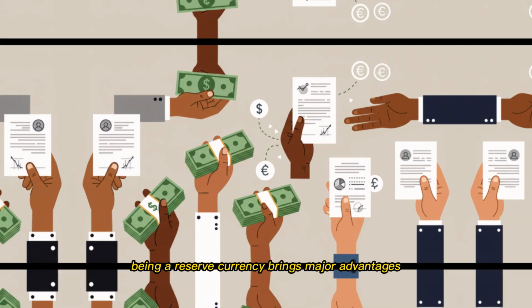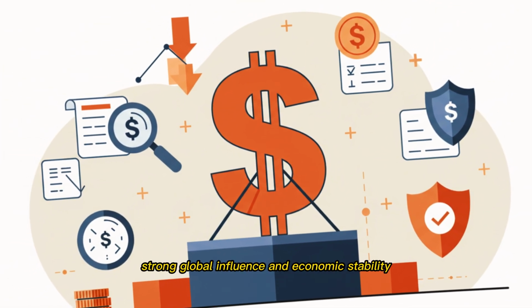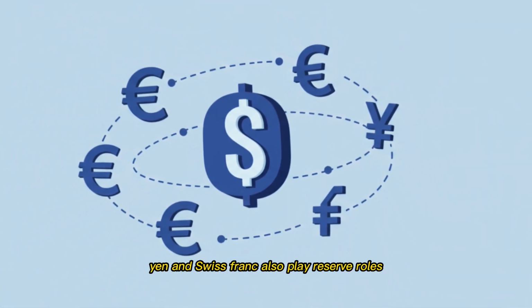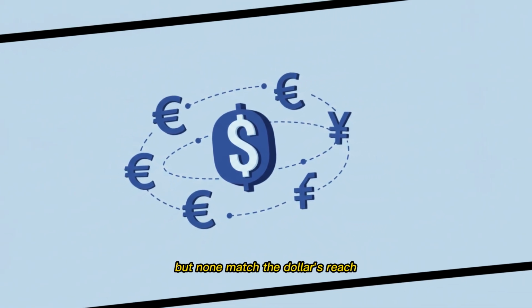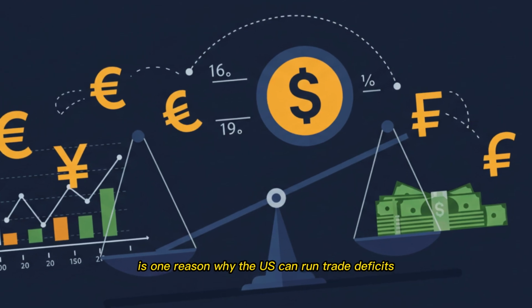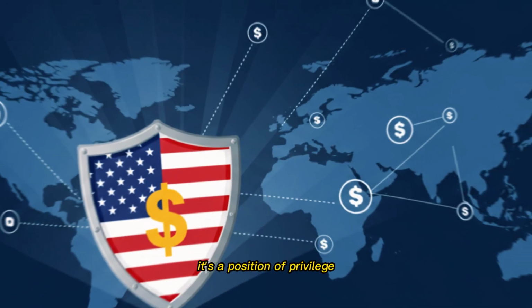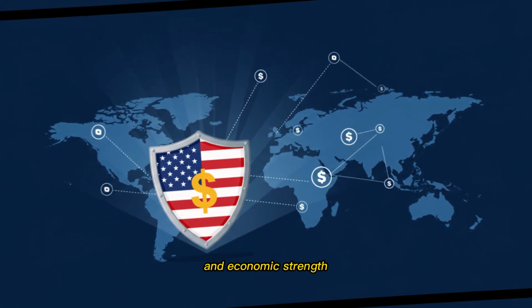Being a reserve currency brings major advantages: lower borrowing costs, strong global influence, and economic stability. Other currencies like the euro, yen, and Swiss franc also play reserve roles, but none match the dollar's reach. This unique global demand is one reason why the US can run trade deficits for years. The world still wants dollars. It's a position of privilege, but one that must be backed by trust and economic strength.